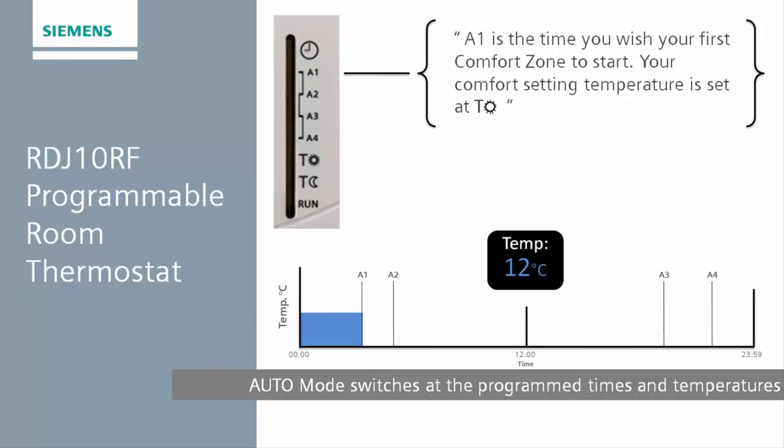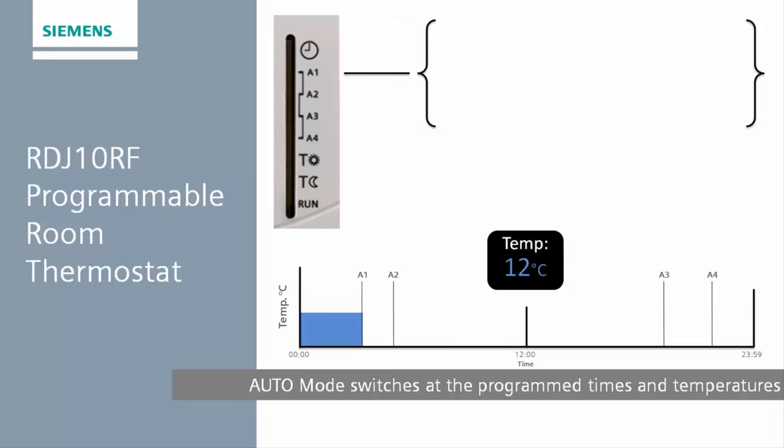A1 will be the first on period or start of your first comfort zone. At this time, the device will ask the boiler to maintain the temperature in the room at the level that you previously set at T-sun, in this case 21 degrees. This zone will last until the time you set at A2.